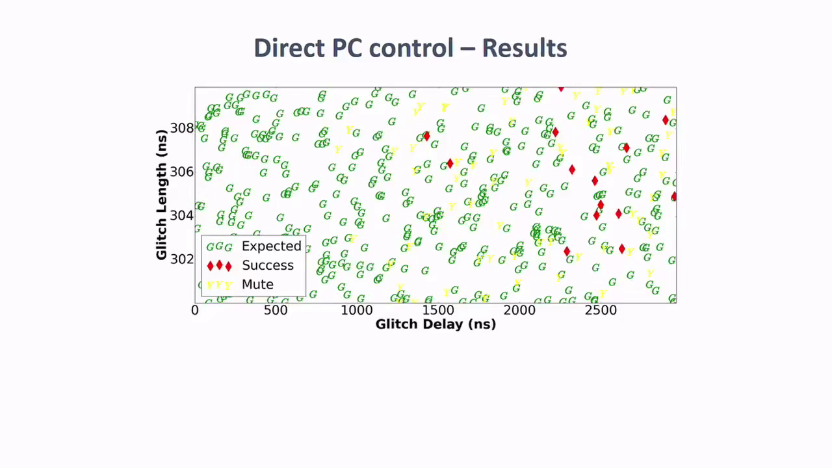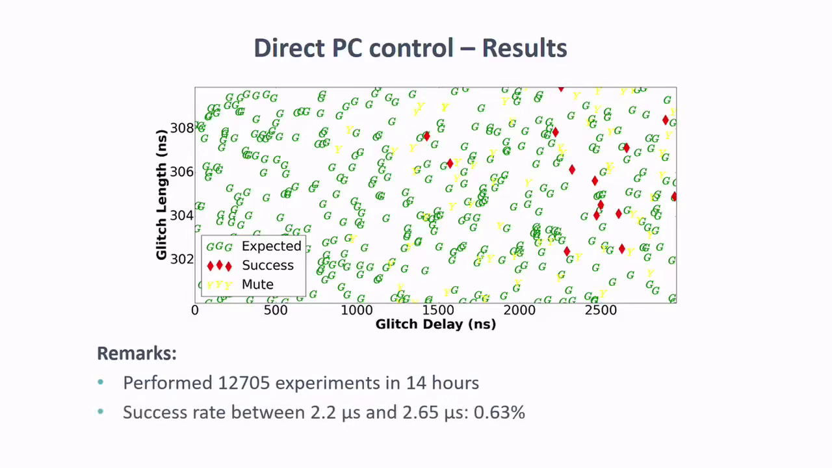Again, what you see in green is not interesting, as well as yellow. But every red point is a situation where we have been able to get full control of the program counter. Remarks: we ran this 12K experiment in 14 hours. The real point is that we gain control of the kernel space program counter every 10 minutes, which can be quite interesting. We are going to have a video demonstration now.